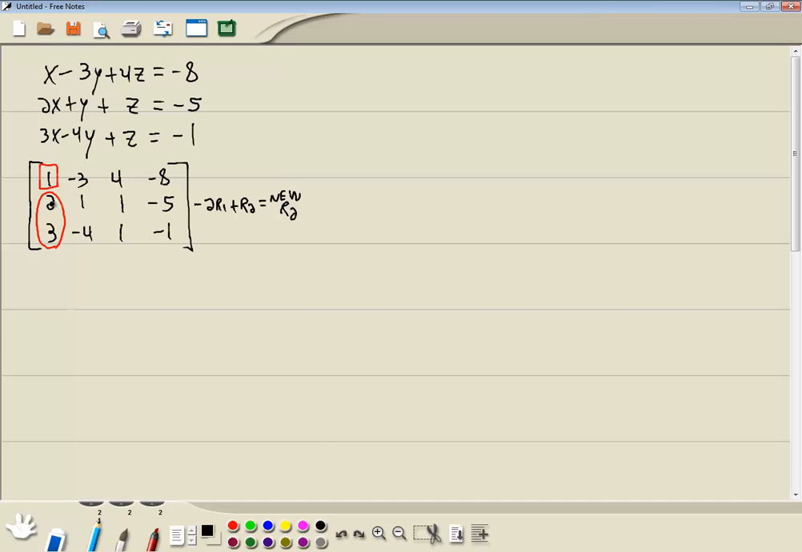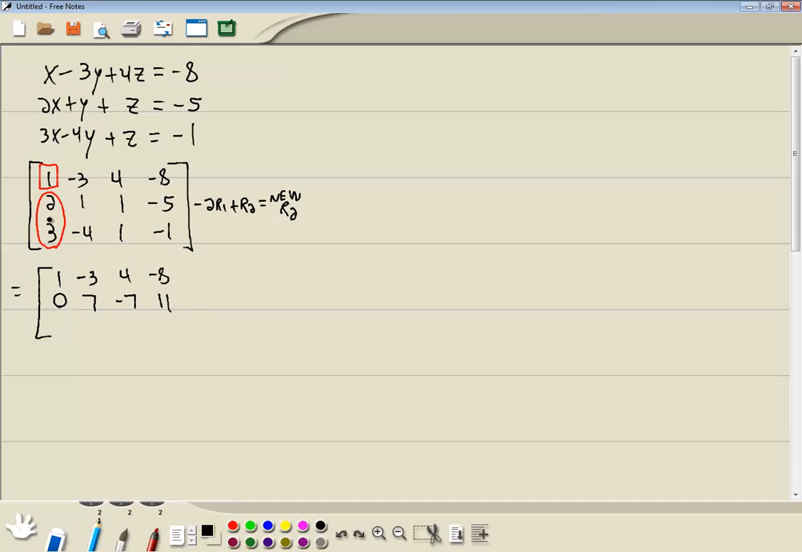It'll always be the opposite number. So if this is 2, then you multiply by -2. If this is 3, multiply by -3, and so on. So first row carries down. -2 times 1 is -2 plus 2 is 0. -2 times -3 is 6 plus 1 is 7. -2 times 4 is -8 plus 1 is -7. -2 times -8 is 16 minus 5 is 11.